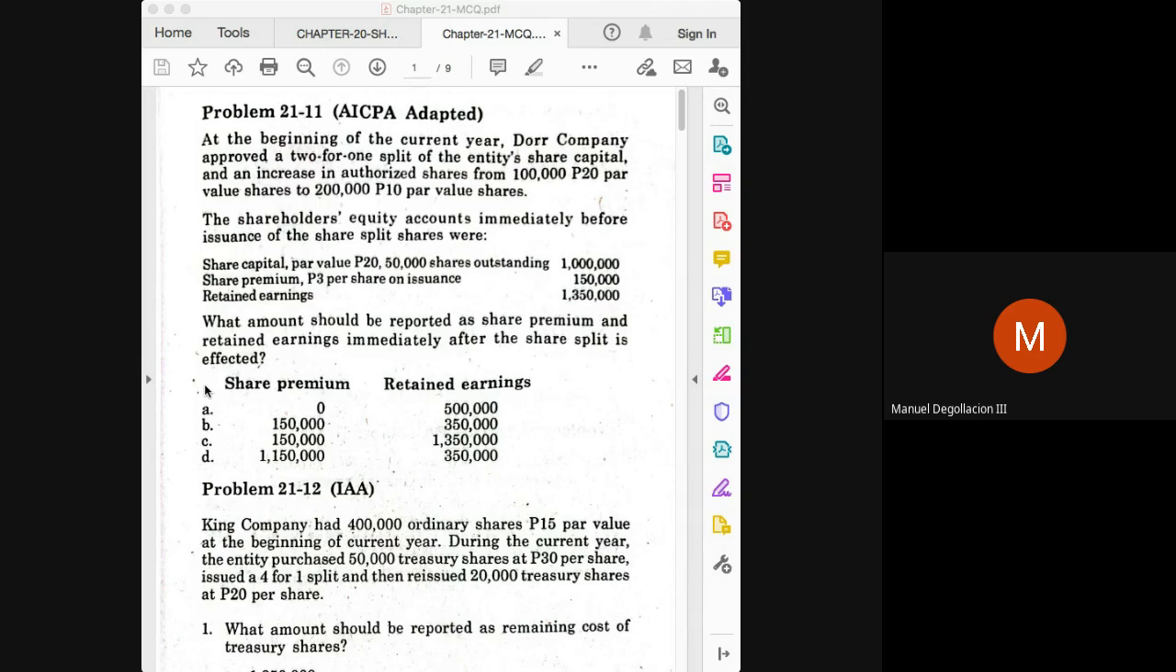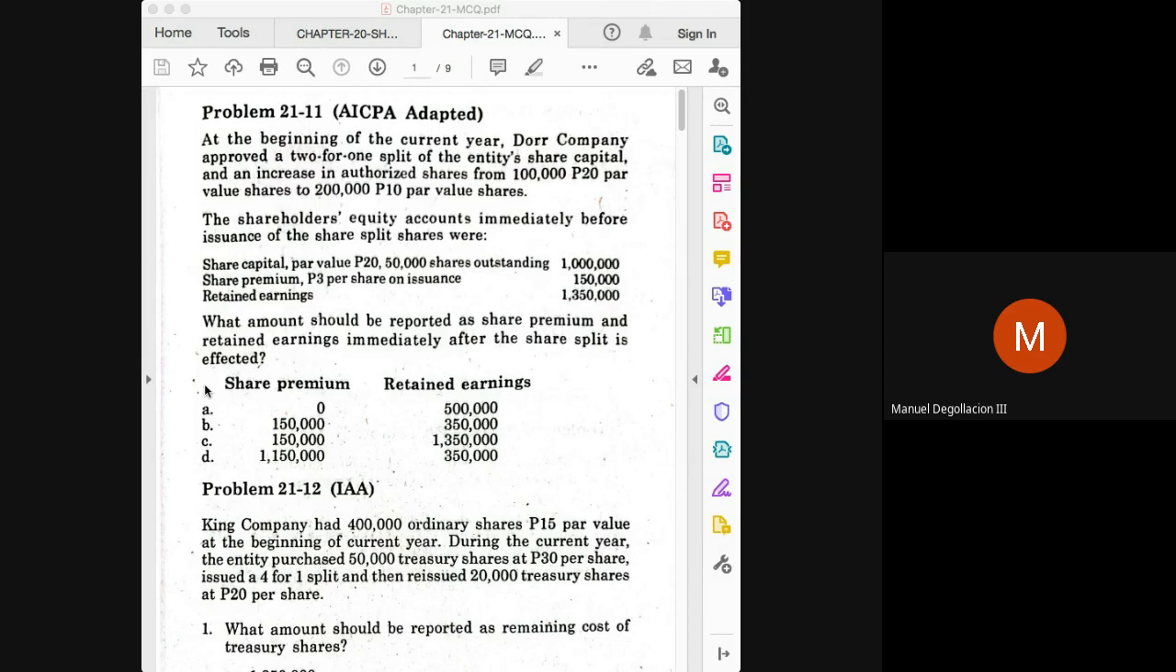a 2-for-1 stock split or share split. One share will be converted or split into two. So a previous shareholder who possesses only one share will have to surrender his lone share, and in exchange, the shareholder will receive two shares. Okay, but the total value will just be the same. The two shares will still be equivalent in total value to the one share under the old arrangement.